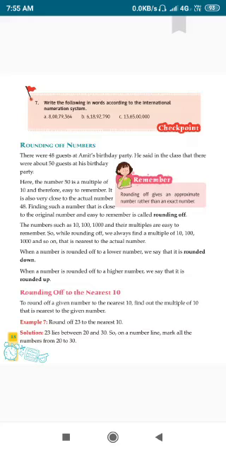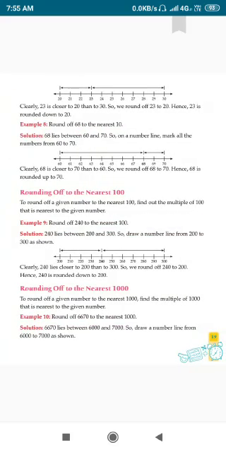Round off 23 to the nearest tens. 23 lies between 20 and 30, so clearly 23 is closer to 20. And the second point: when a number is rounded off to a higher number, we say that it is rounded up. Round off 68 to the nearest tens. 68 lies between 60 and 70, so clearly 68 is closer to 70.